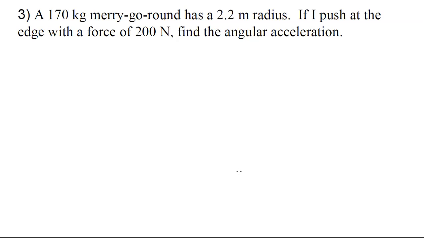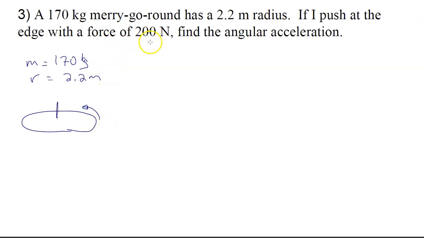I got a 170 kilogram merry-go-round, and that would be the mass. I'll go ahead and start a little list here. 170 kilograms. The radius of the thing is 2.2 meters. So I'm kind of picturing this in my mind. You go out to the playground, there's one of these discs. Usually there's some handrails or something, but we'll forget about that. This thing is spinning right there. In this case, we're going to put a force of 200 newtons on it.